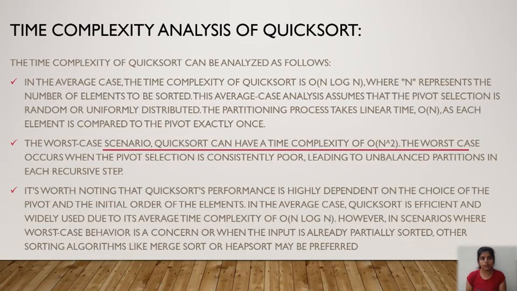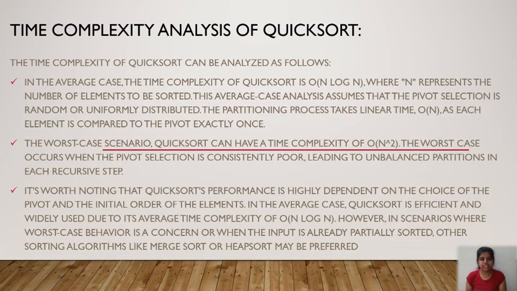Let's see the time complexity and analysis of quicksort. The time complexity of quicksort can be analyzed as follows. In the average case, the time complexity of quicksort is O(n log n), where n represents the number of elements to be sorted. This average case analysis assumes that the pivot selection is random or uniformly distributed. The partitioning process takes linear time, O(n), as each element is compared to the pivot exactly once.